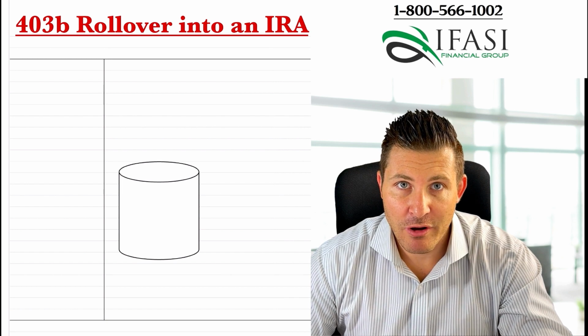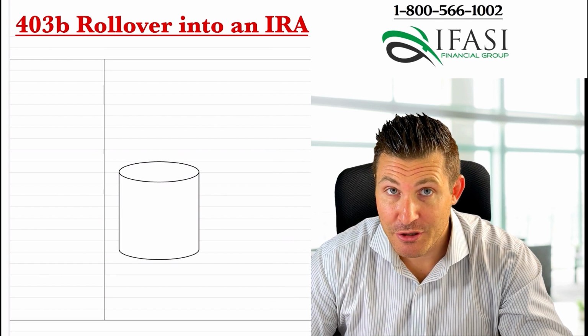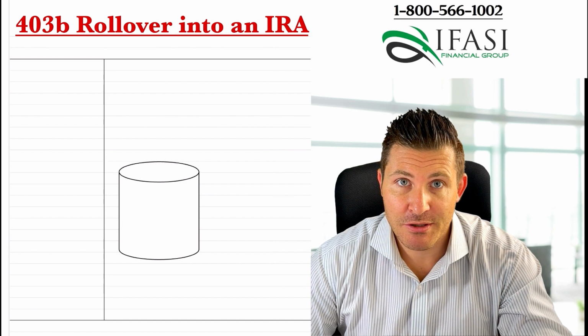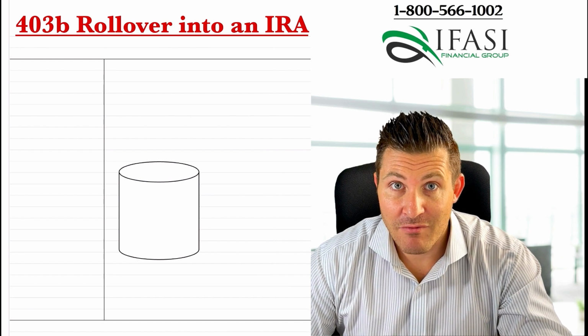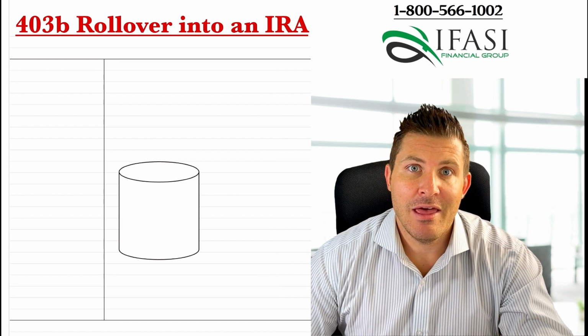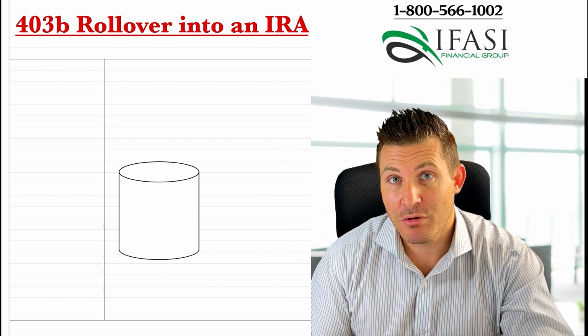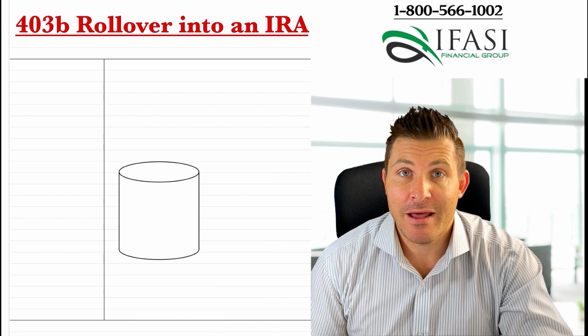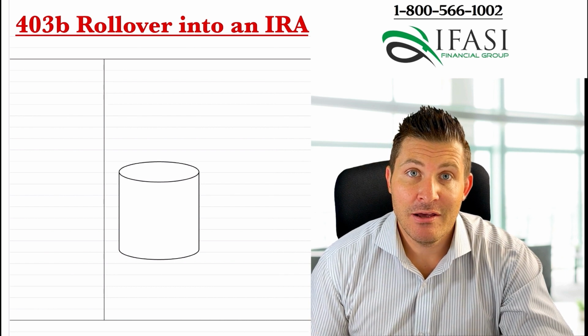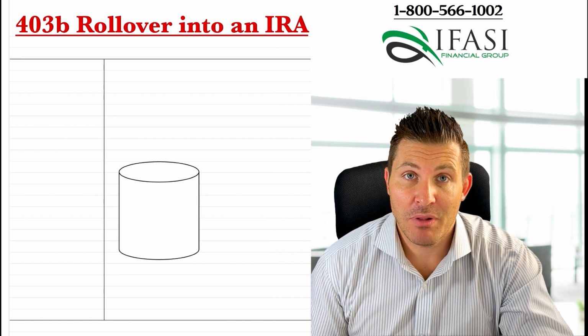Then I'm going to explain what an IRA is, or a traditional IRA for example purposes. What are the benefits of it, what are some of the negatives with it, and then why somebody would want to roll over monies from a 403b account into an IRA, and how to make sure that you're customizing it to a specific retirement planning strategy.